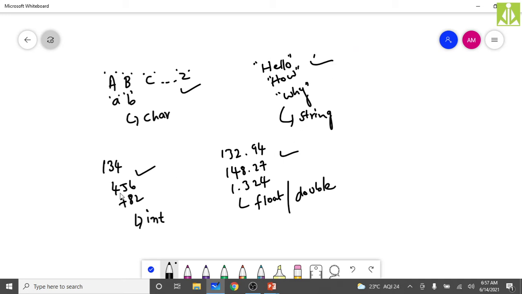If you take integers, you can perform addition, subtraction, multiplication, likewise. And when you are taking string, you can perform concatenation. Concatenation in the sense you can join this hello and how, you can join these two together. And you can also calculate the length of this string. Length in the sense how many characters it is having, like 1 2 3 4 5. Hello is having 5 characters. Likewise, you can calculate the length of the string. There are other operations also which we can perform on strings.